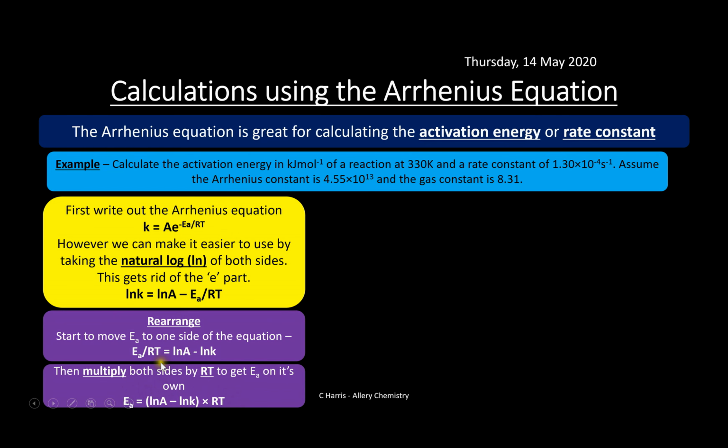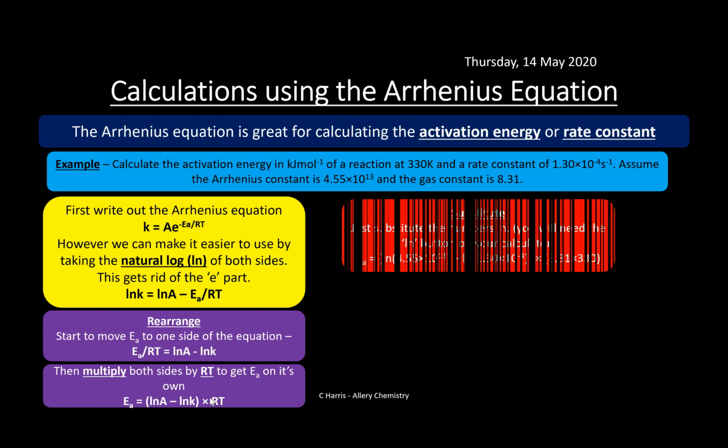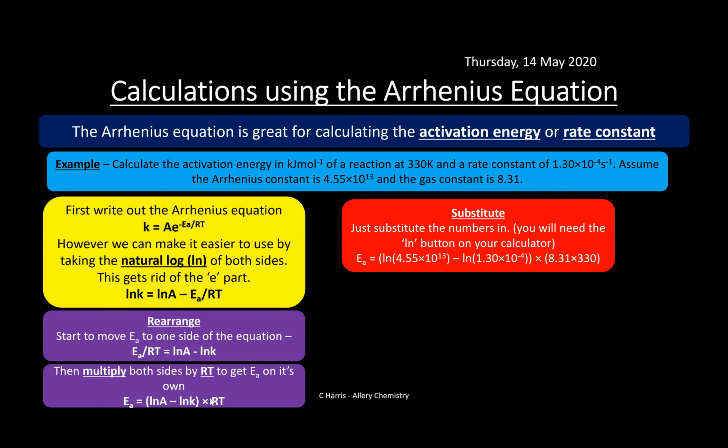Remember, you might have done this in GCSE maths perhaps: whatever you do to the left, you must do to the right as well. So if we multiply that by RT, that basically cancels that out. Then we must do the same on the right as well. So now we've got Ea on its own. That's great. Now we just need to substitute the numbers in.